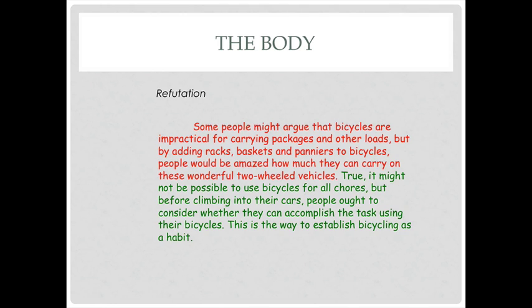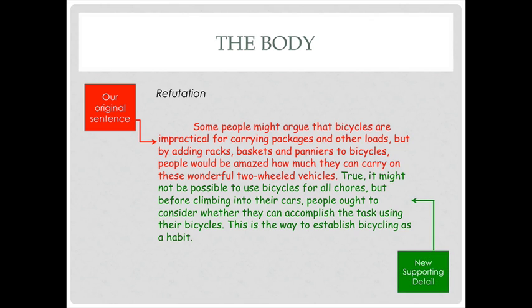And again, separate paragraph. Now my refutation. As you may remember, the refutation is an acknowledgement that not everybody feels the way I do, that there is another side to the question. So what you do is you state your opponent's argument and then you knock it down. So the original sentence: some people might argue that bicycles are impractical for carrying packages and other loads, but by adding racks, baskets, and panniers to bikes, people would be amazed how much they can carry on these wonderful two-wheeled vehicles. And then I expand, perhaps a little more.